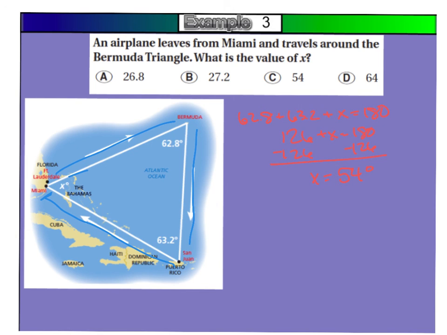So what is the value of x? 54 degrees is our value. If we were going to classify it, and I'm going to right now, it's not part of the question, but let's classify it. All the angles are less than 90 degrees, so it's an acute triangle. Definitely not obtuse, definitely not a right triangle, not equiangular, not equilateral, and not isosceles. So acute triangle is the only one we can have.